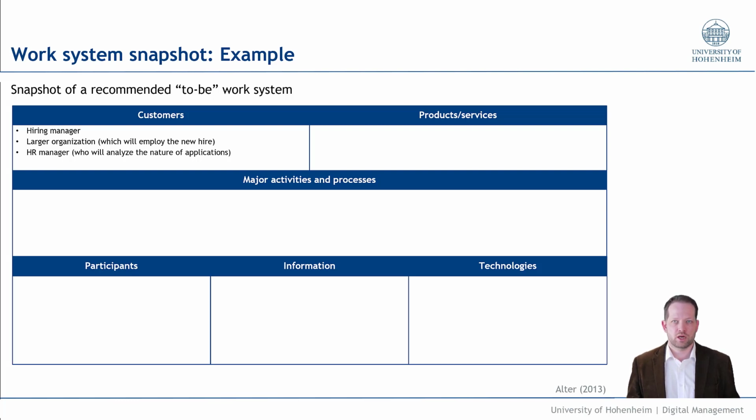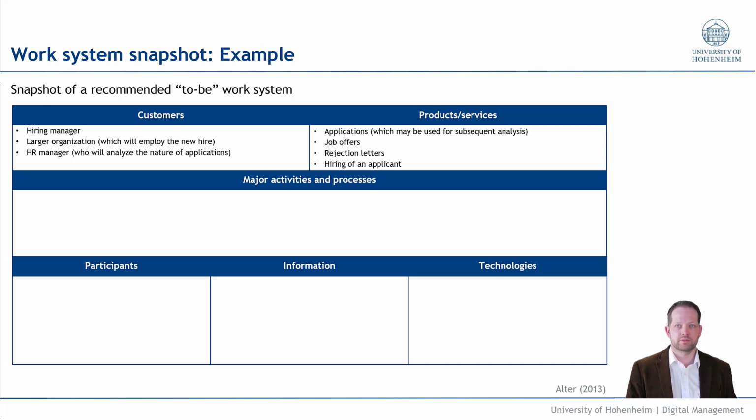And then you have the HR manager, HR obviously being the abbreviation of human resources, who will analyze the nature of the applications for developing long-term recruiting strategies, while the hiring manager is in the operational process of the individual hiring decision. The products and services provided by this HR work system are applications, which may be used for subsequent analysis by the HR manager, job offers, rejection letters, and hiring of an applicant.